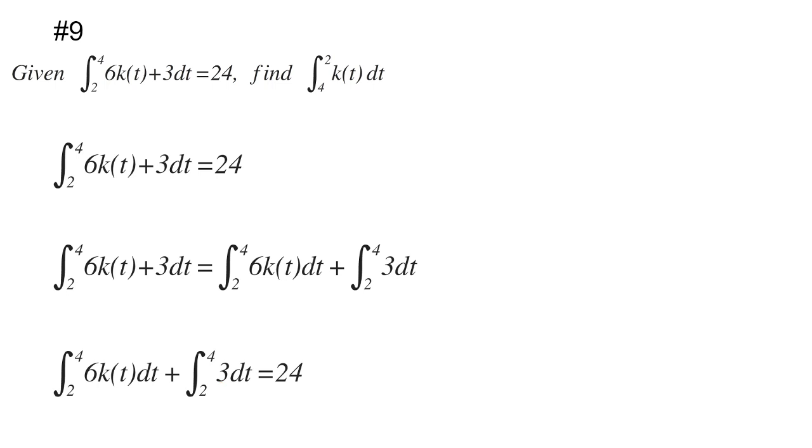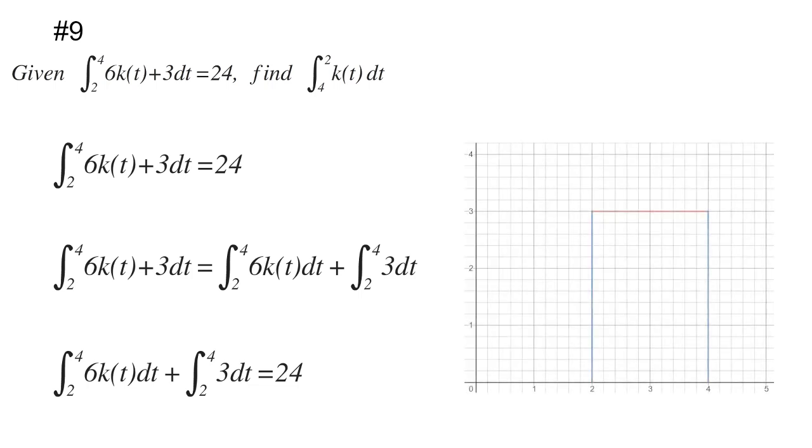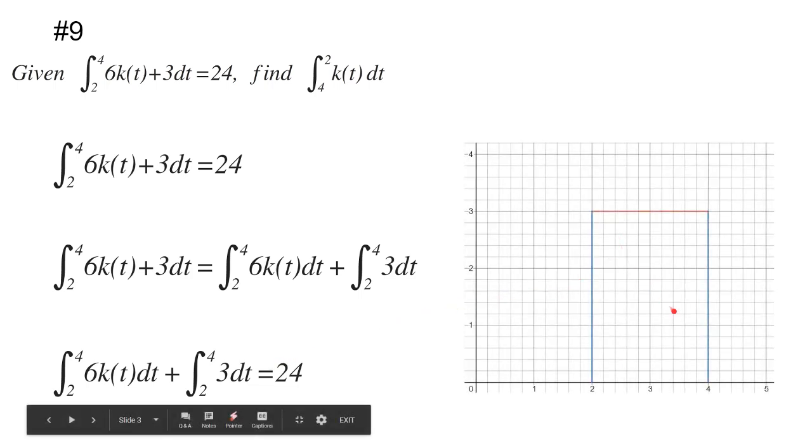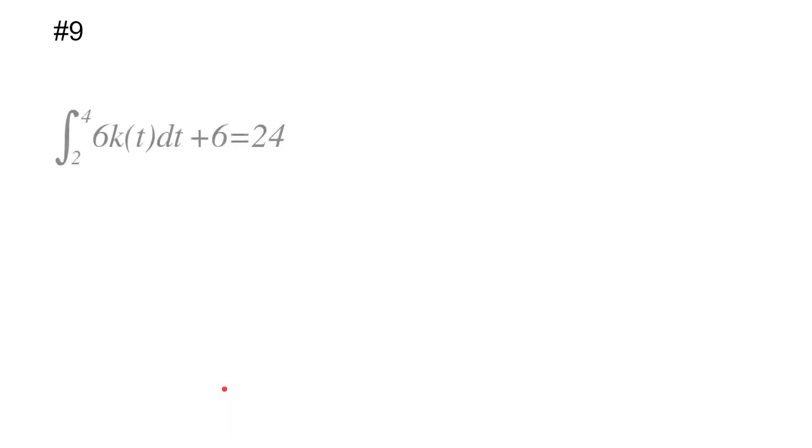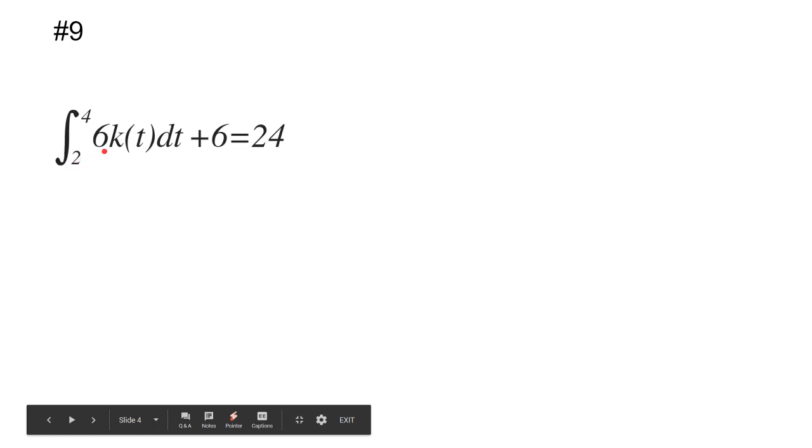If you're a cool kid, you'll just solve it as a rectangle formula because this line is y equals 3 right here. From 2 to 4, we can say that this area is just length times width, or 3 times 2, which is 6. So I'm going to plug in 6 for this integral right here. And I have the integral from 2 to 4 of 6k of t dt plus 6 equals 24.